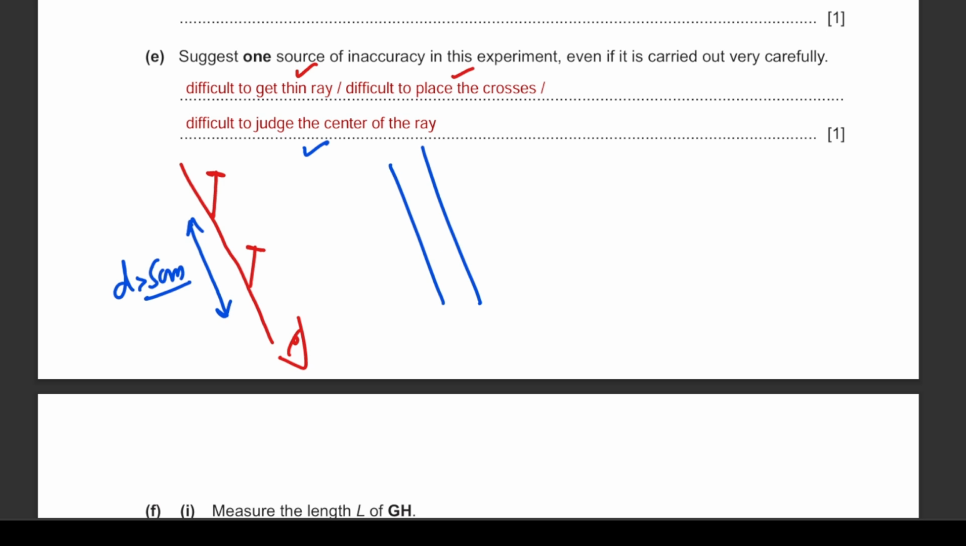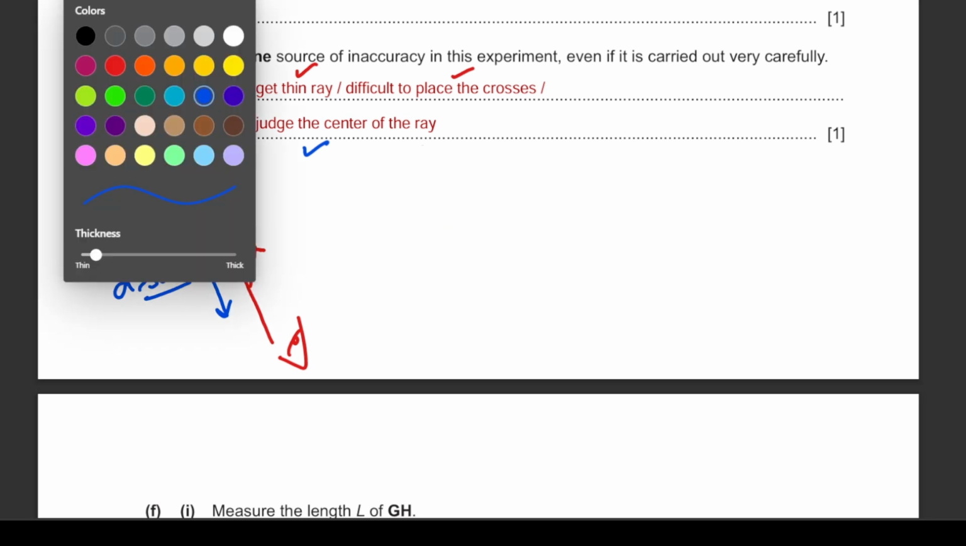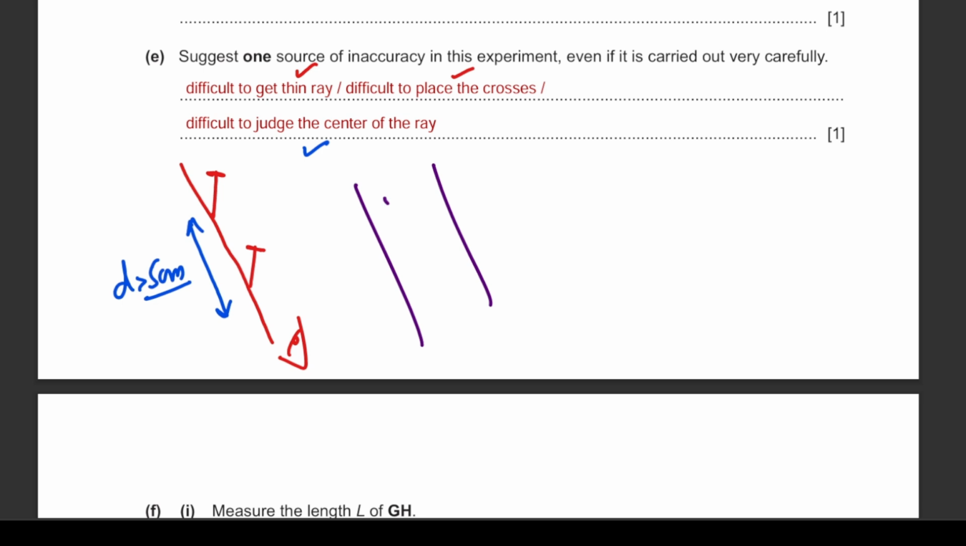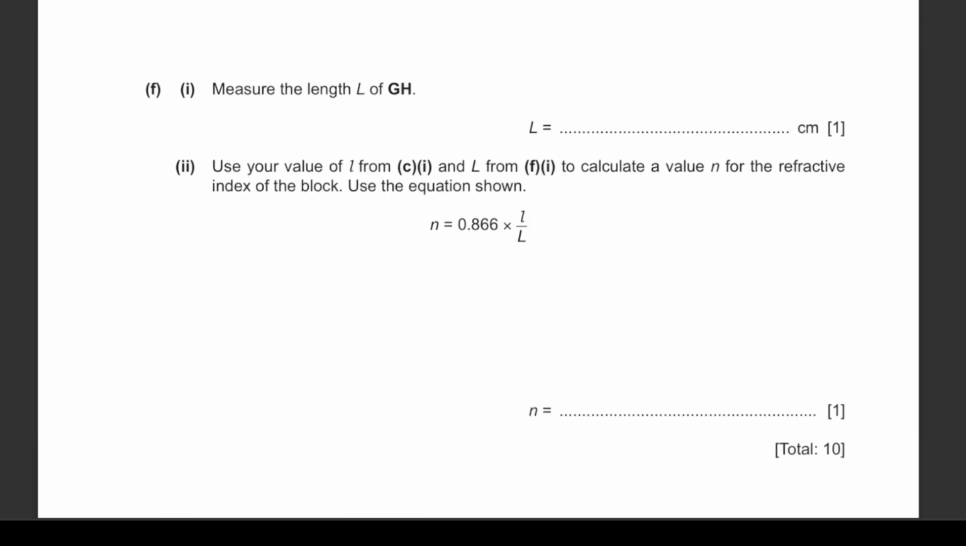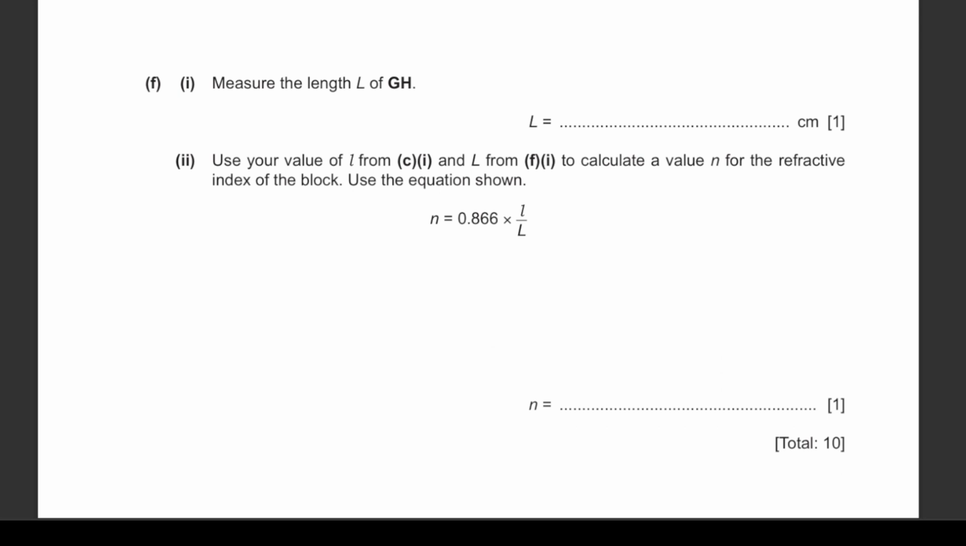So you have to make a judgment call, because if you put the pin somewhere here, then the measurement of angles will be up to this point. If you put the ray on this edge of the thickness, then it will be up to this point. So the angles are going to differ a lot, which is why this adds inaccuracy in the whole procedure. Measure the length L of GH.